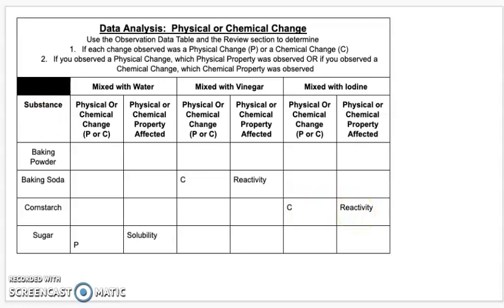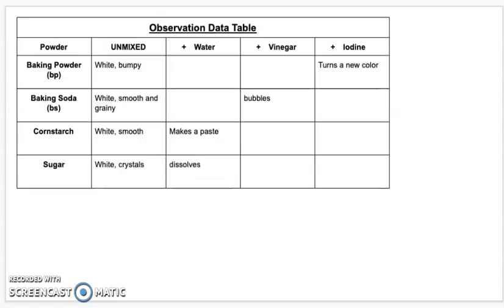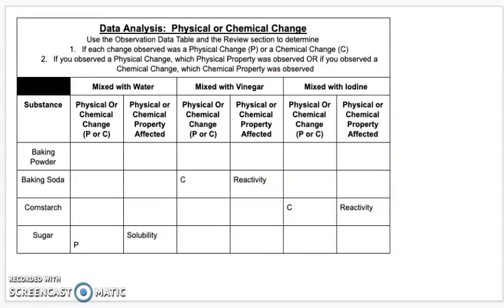So you need to look at your data table from yesterday, look at what happened, new color, bubbles, makes a paste, dissolves, and then go in and fill out this data table. Physical or chemical change. If it's chemical change, you really only saw reactivity. If it's a physical change, it should be either solubility or state. Press pause and fill this in. Yes, you can work with your group. Press play when you are done.